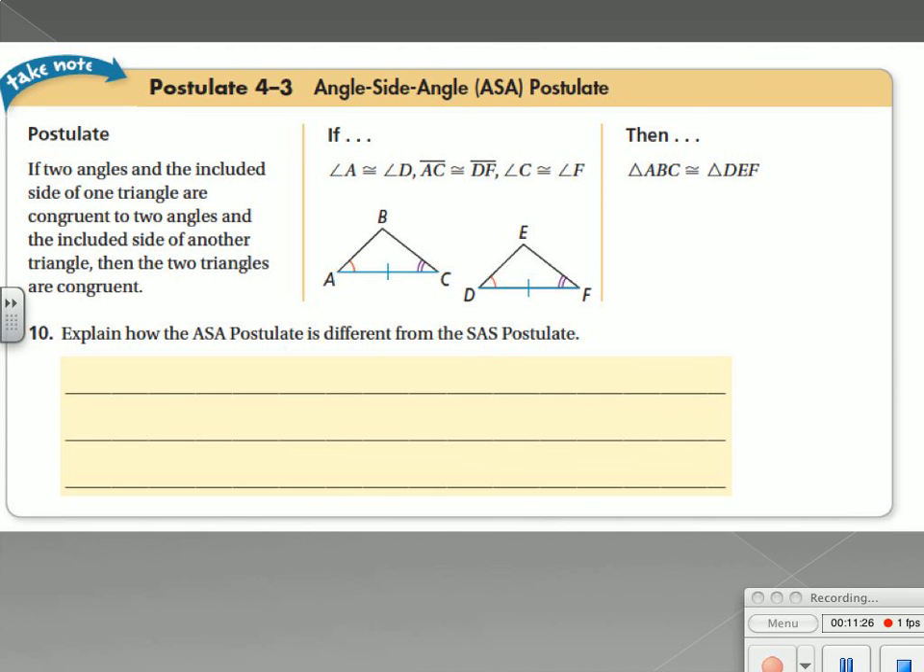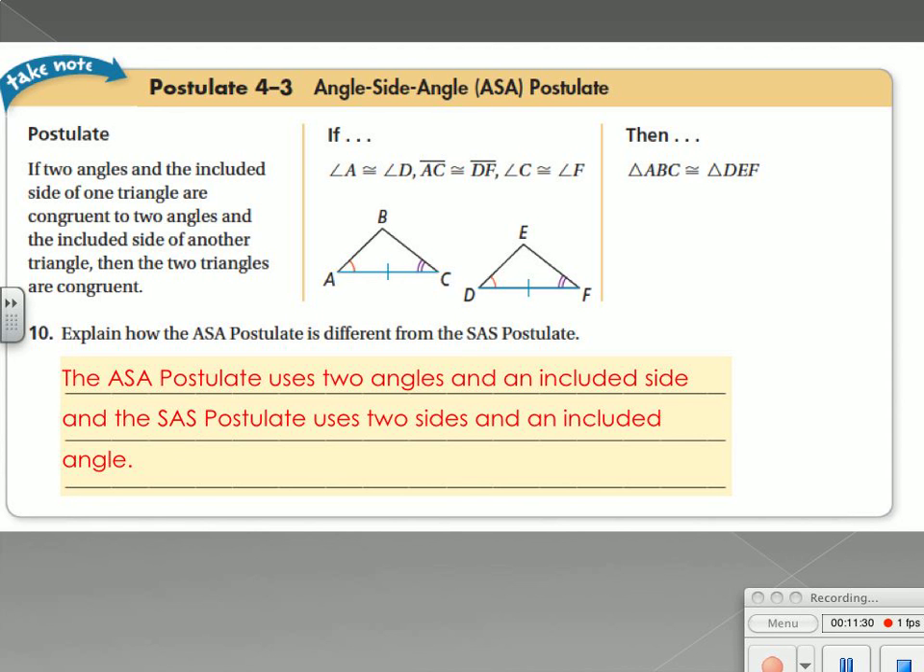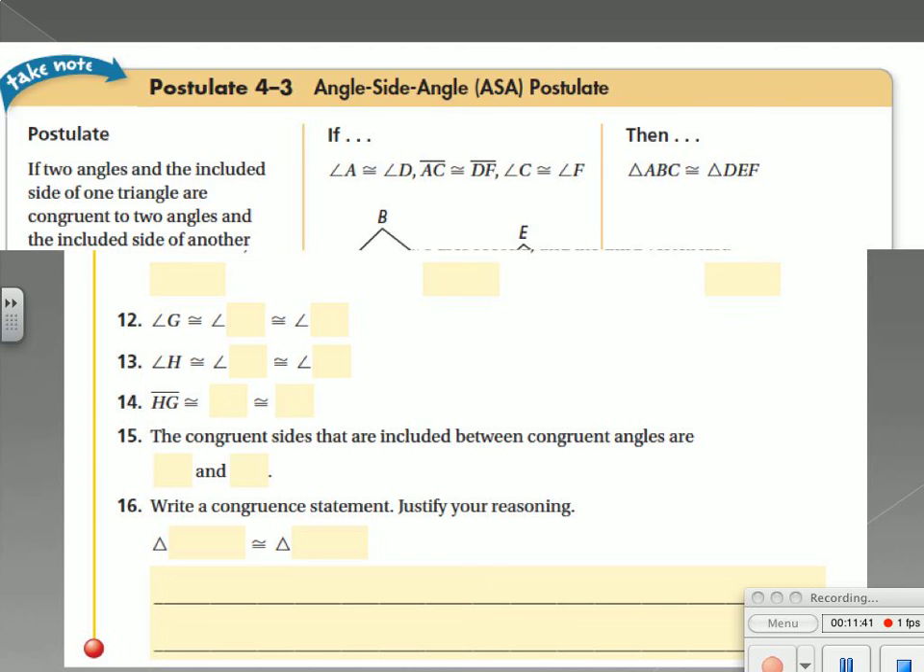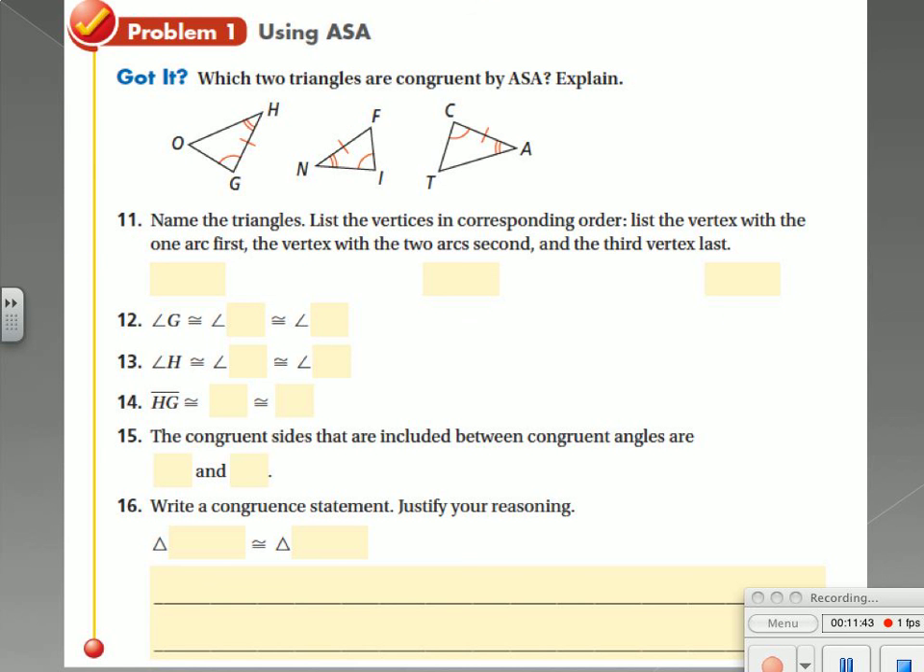So how is the ASA postulate different than the SAS postulate? The ASA postulate uses 2 angles and an included side, while the SAS postulate uses 2 sides and an included angle. Really is that simple. So let's use the ASA postulate. Which 2 triangles are congruent by ASA?